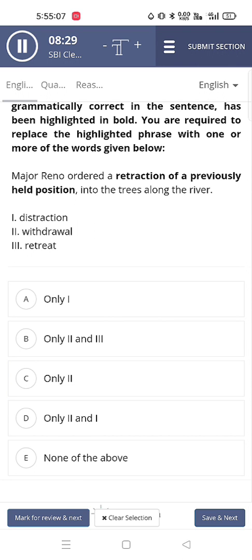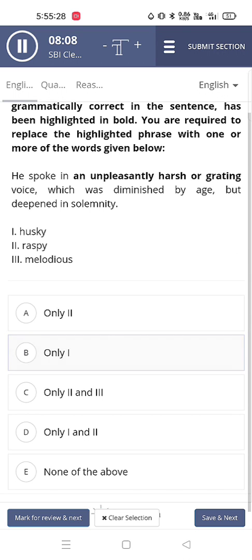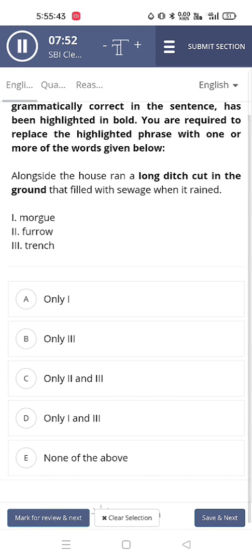Major Reno ordered a retraction of a previously held position into the trees along the river. So he ordered a retraction of a previously held position. Distraction, no. Withdrawal, right. Retreat, then retreat is also the same, I think. He spoke in an unpleasant, harsh, or grating voice. So husky, raspy, and melodious. Melodious is wrong. Husky and raspy. Husky is a dog, but I don't know the meaning of in this manner. So I will skip this question.